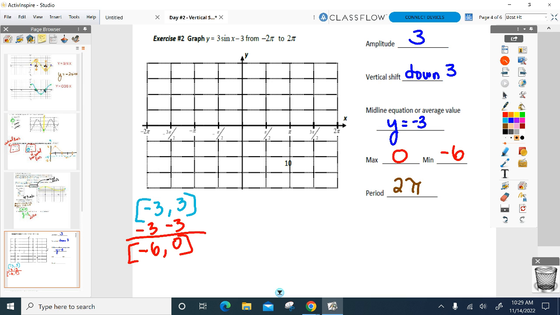Graph time. Sine or cosine, which are we graphing? Where does it start? Midline, which is? 0. Or -3. -3. Oh, wait. Time out.